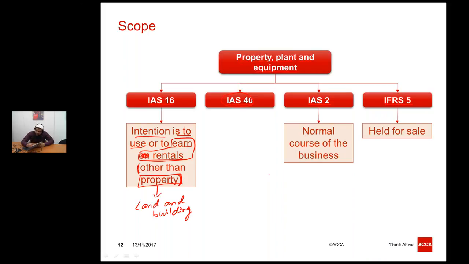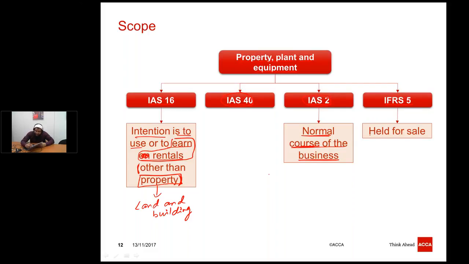Now, if property, plant and equipment are being held in the normal course of business, which means that my business is to buy an item of plant and to sell it, that would become my inventory. If my business is to buy pens and then sell them into the market, this is my inventory. If my business is to purchase laptops and sell them into the market, this is my inventory. So anything held in the normal course of business, which means for business operations, would become IAS 2.